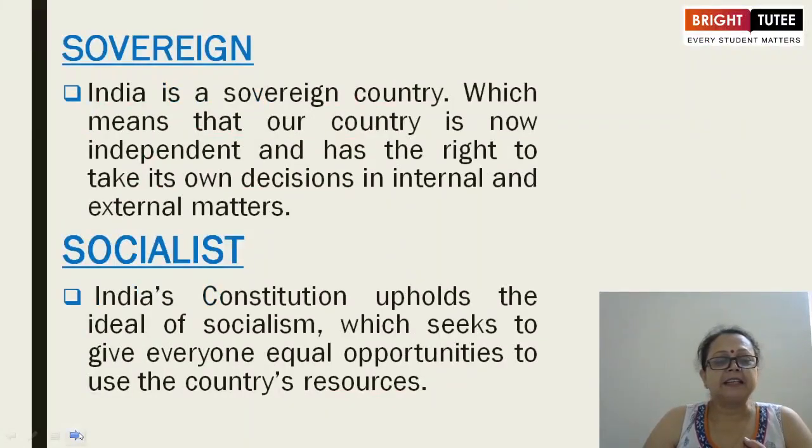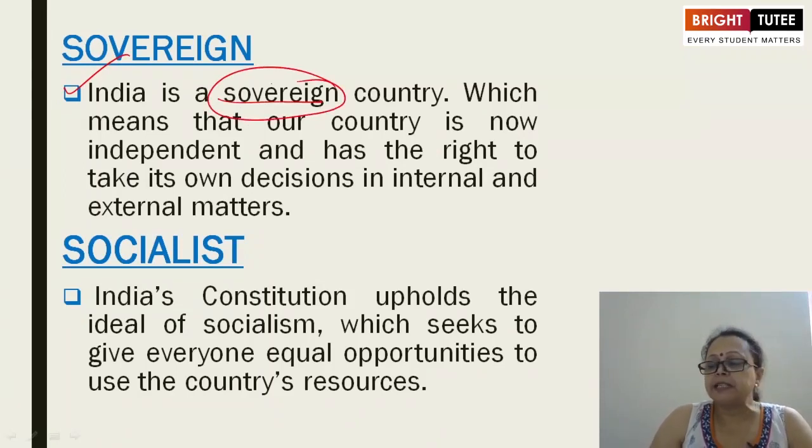After this, just now I told you 3S is there: sovereign, socialist, secular. So first of all, coming to sovereign. India is a sovereign country. This is a term used in our constitution, which means that our country is independent and has the right to take its own decision in internal and external matters. This is the meaning of sovereignty.